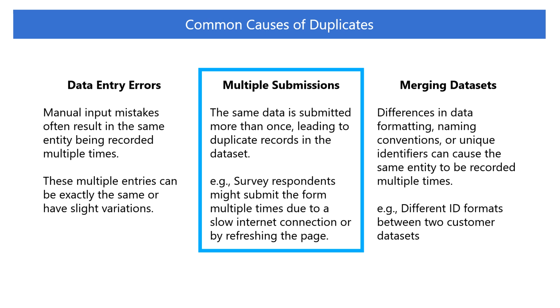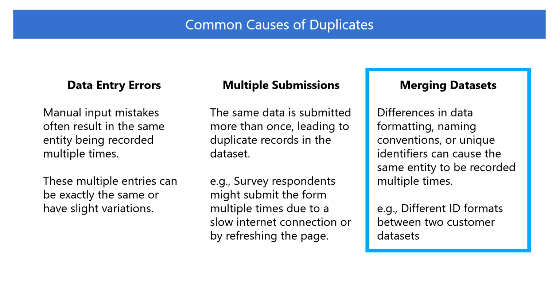Multiple submissions occur when the same data is submitted more than once, leading to duplicate records in the dataset. For example, in an online customer survey, a respondent might accidentally submit the form multiple times due to a slow internet connection or by refreshing the page, resulting in duplicate responses.